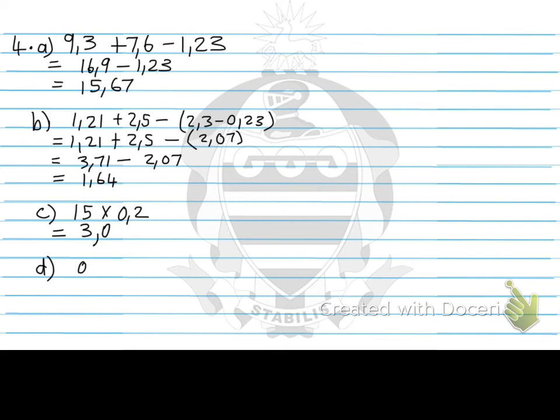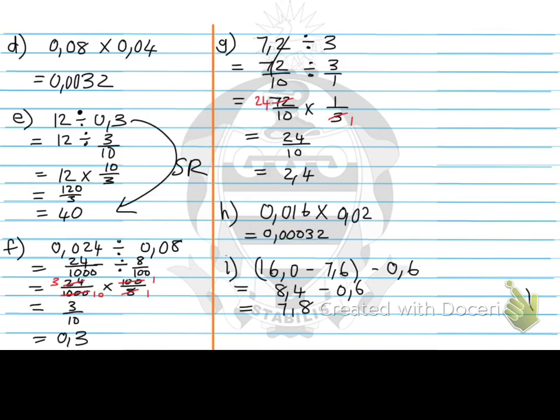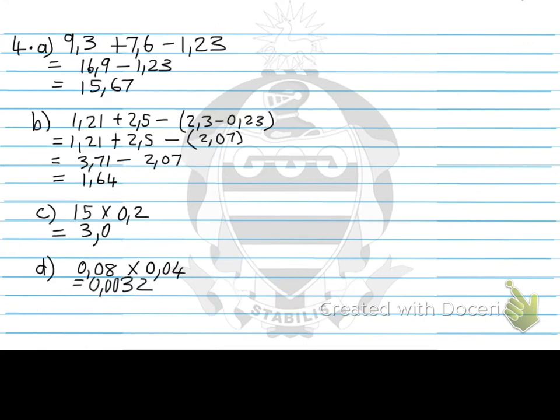Number D. 0,8 times 0,04. Okay, so now I'm going to multiply 8 by 4, which is 32. But there has to be 1, 2, 3, 4 places after the comma. So it's going to be 0,0032. Goodness. Wait, let me just grab this one. 0,0032. I only gave you for today up until F.